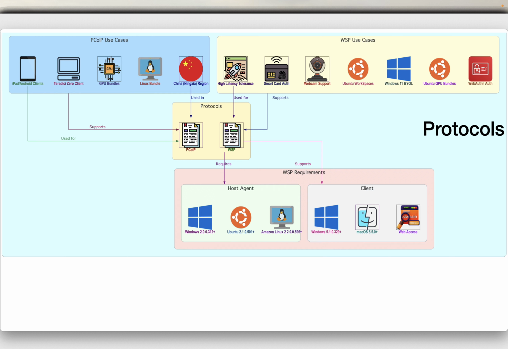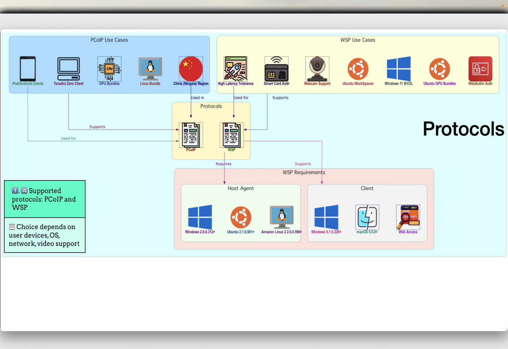And next, talking about the protocols. Amazon WorkSpaces supports two protocols. First one is PC over IP, PCoIP, and second is WSP, which is WorkSpaces Streaming Protocol. So I just want to correct myself. It's not Windows Streaming Protocol, it's WorkSpaces Streaming Protocol.